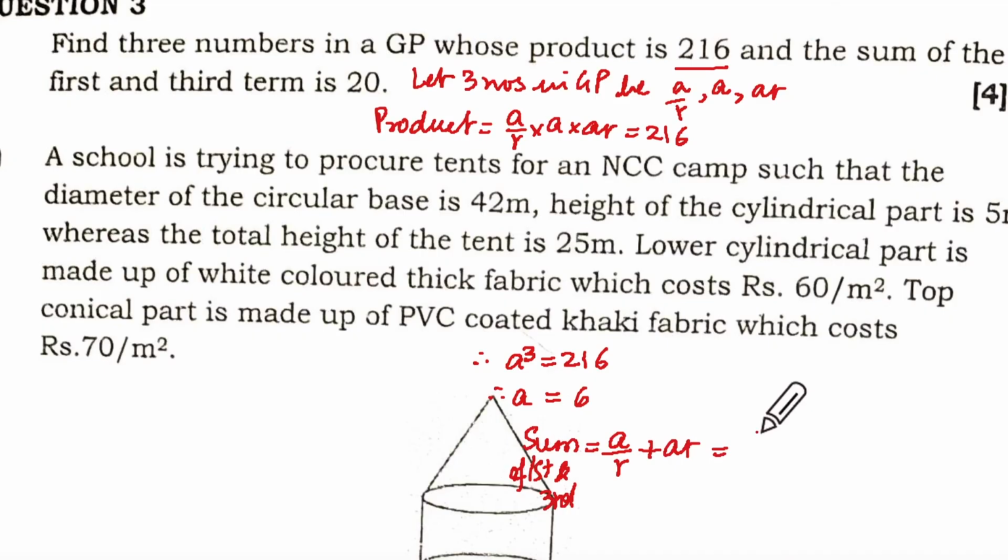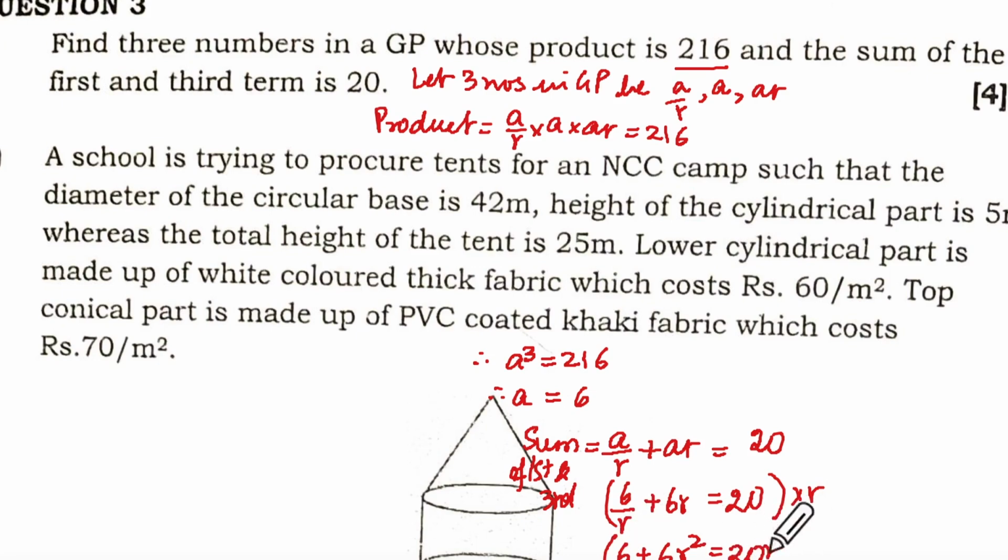And that is equal to only 20, no? Yes. So 6 upon R plus 6R equal to 20. Now we will have no choice but to multiply by R. So 6 plus 6R square equal to 20R, and now divide the whole thing by 2. So we will have 3R square minus 10R plus 3 equal to 0.